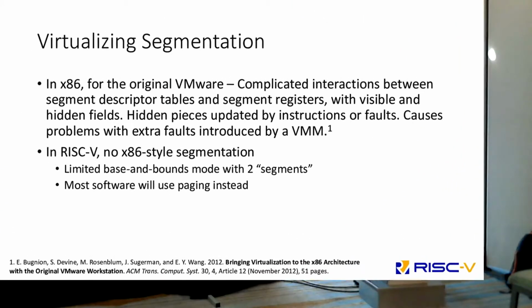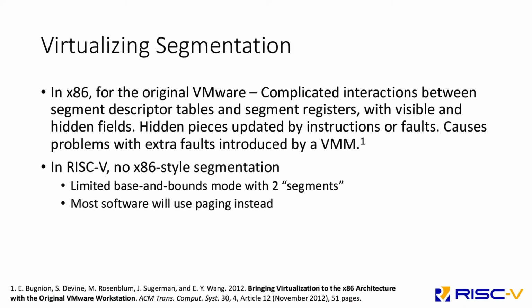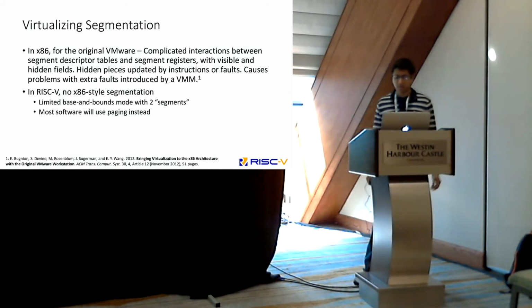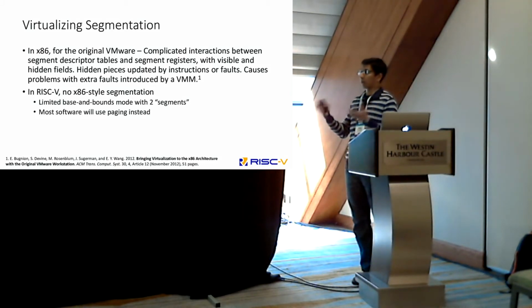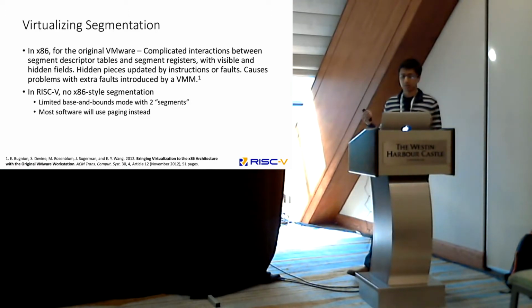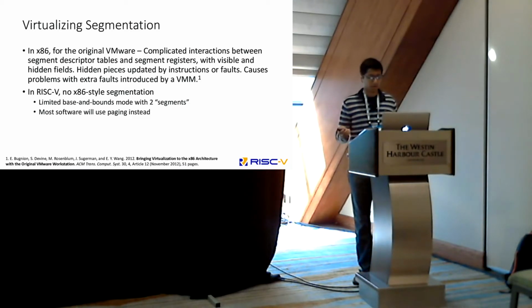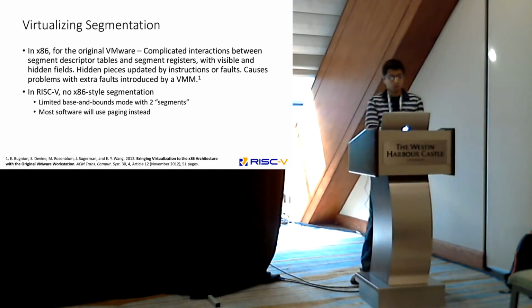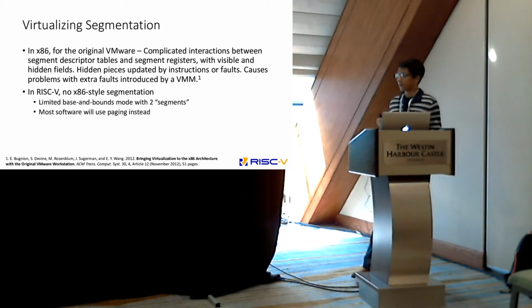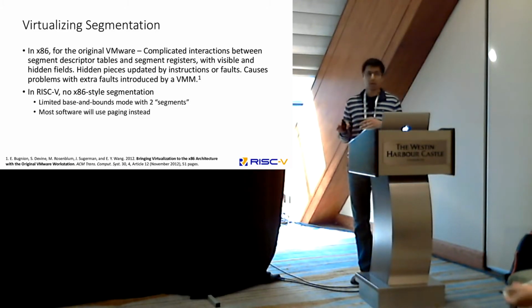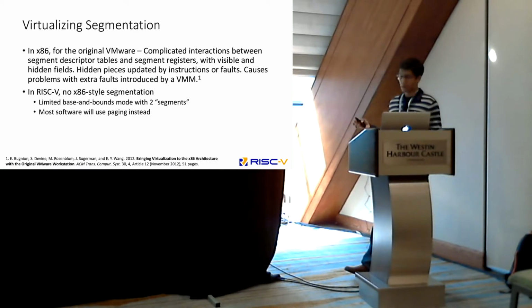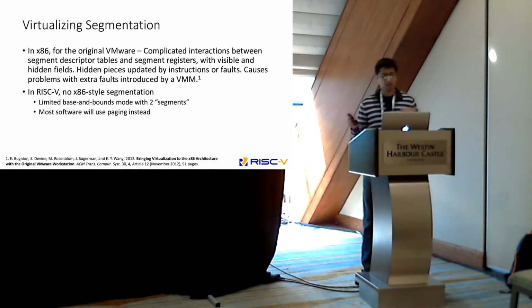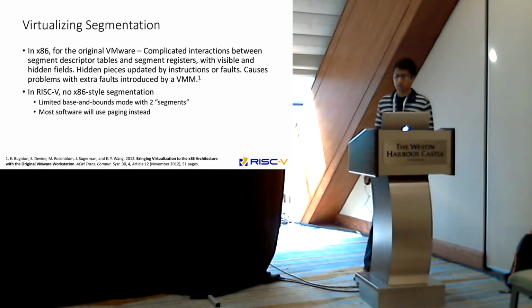Last up is virtualizing segmentation. This is the easiest fix. I had to paraphrase this paragraph here because it was too complicated to put on the slide. Essentially, there's a large amount of hidden state that gets modified in x86 when you do things like mess with segment descriptor tables and registers. In RISC-V, the fix is easy. There's no x86 style segmentation, so there's none of this segmentation on top of paging. If you want this kind of limited base and bounds mode, it's available in machine mode, and you get a couple of segments. You get this kind of neat, easy protection. But we expect that regular systems will use paging instead. As a result, we don't have this problem with hidden state getting modified when dealing with segments. All of our memory management happens through pages, and it's nice and easy to detect what's going on.